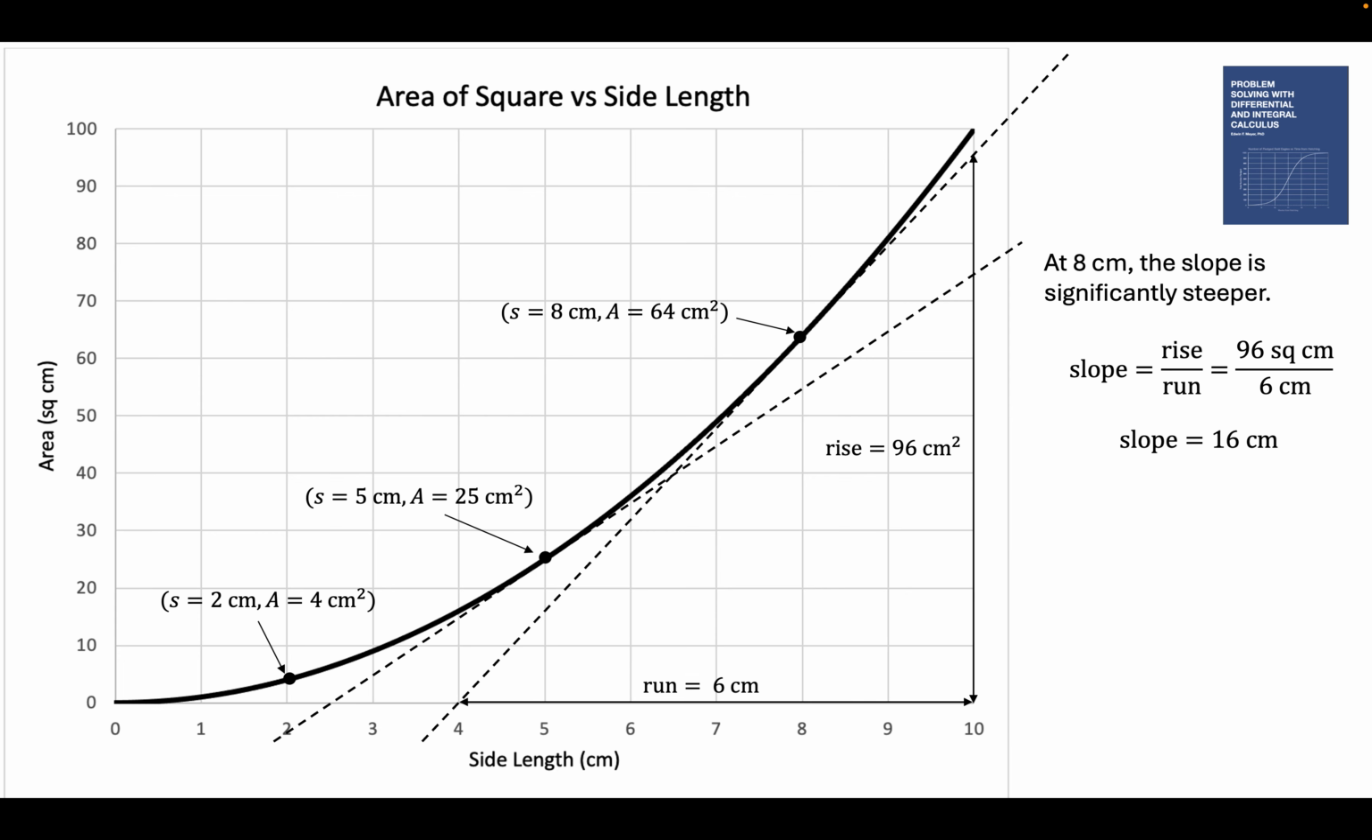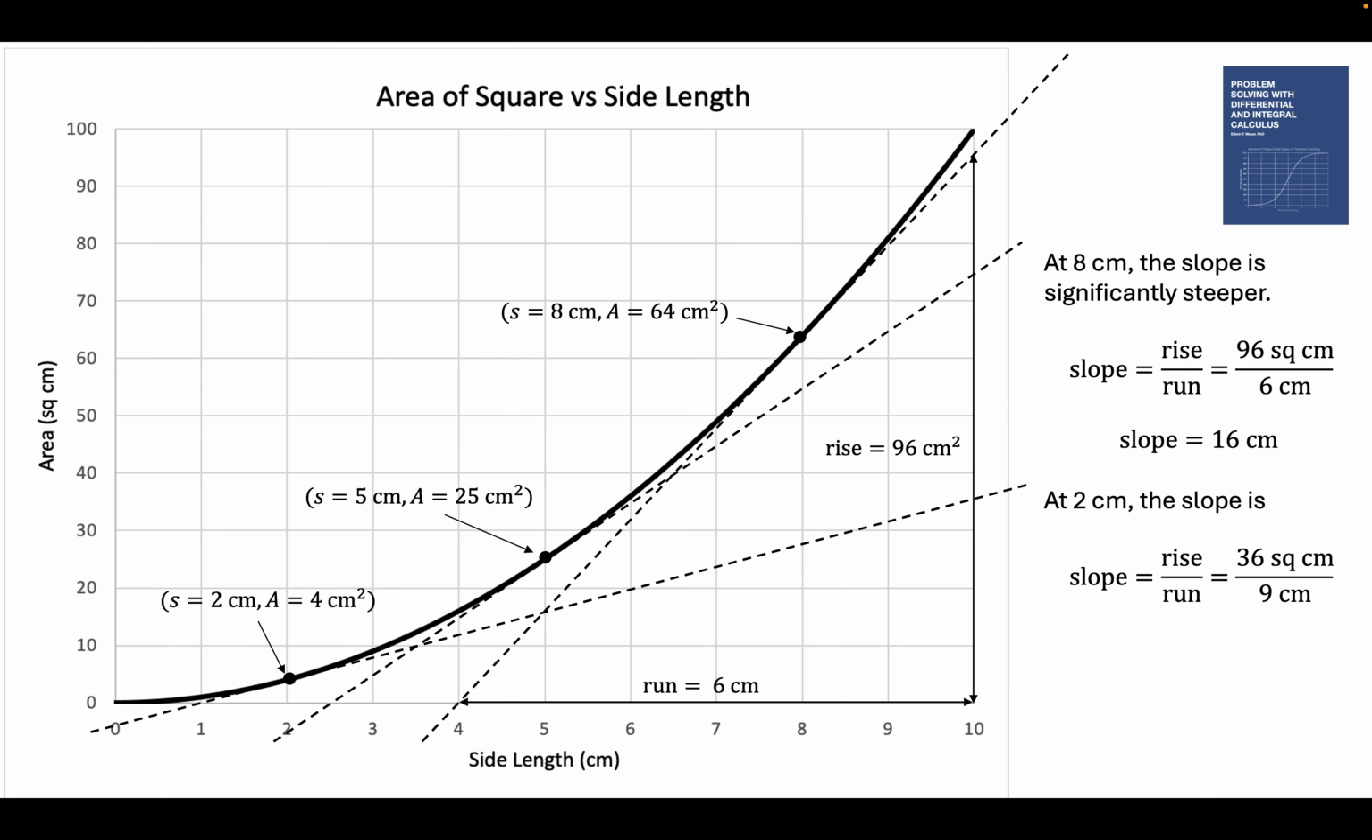And just for completeness, we can calculate the slope at 2 centimeters. The side length of 2 centimeters, draw a tangent line there. The rise looks like 36 square centimeters, and the run is 9. It goes from 1 to 10. So the run is 9, and the slope is 4 centimeters at the side length of 2 centimeters. Wherever we want the slope, we have to draw a tangent line and get the rise over the run of the tangent line.